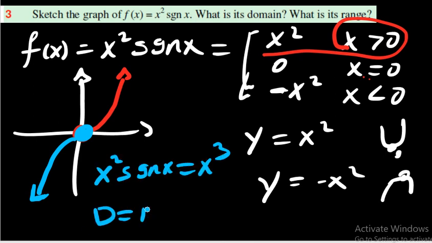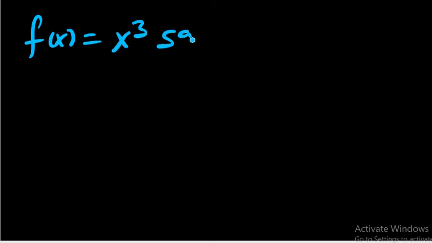The domain will be the set of real numbers this time, and the range also will be the set of real numbers, because the graph continues up and down on both sides. So this is the x-axis, and this one is the y-axis. You can take as an example and practice with the function f of x is equal to x cubed signum x. How does the graph look?